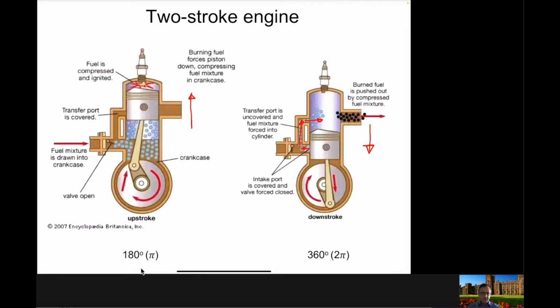And as you can see, during one stroke the piston is moving from the TDC to the BDC, or from the BDC to the TDC, and during one stroke the crankshaft is rotating through 180 degrees. So for the full cycle of a two-stroke engine you need 360 degrees or 2 pi radians.